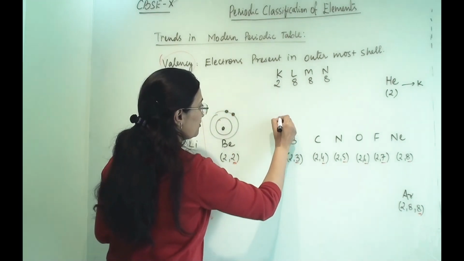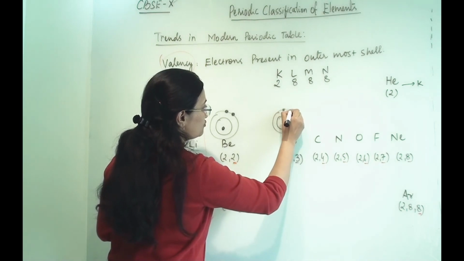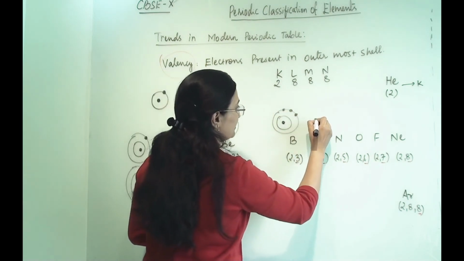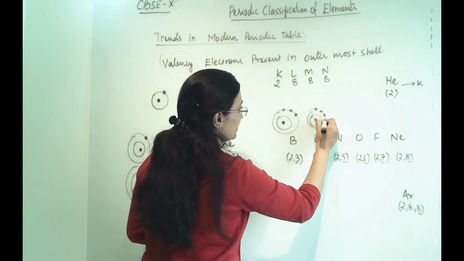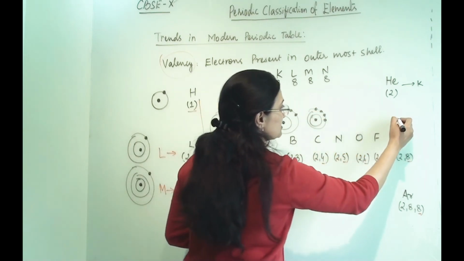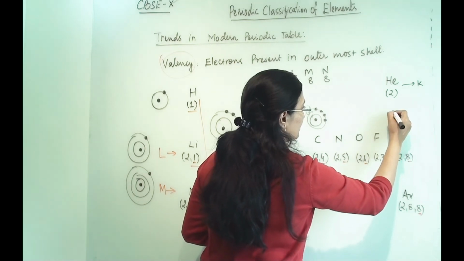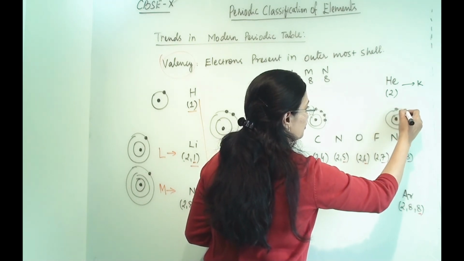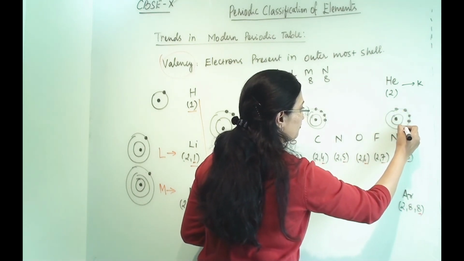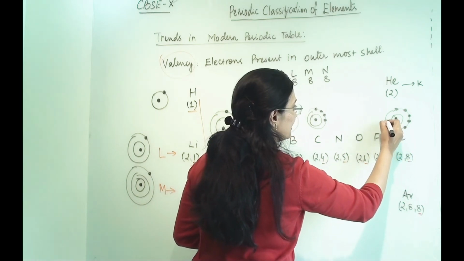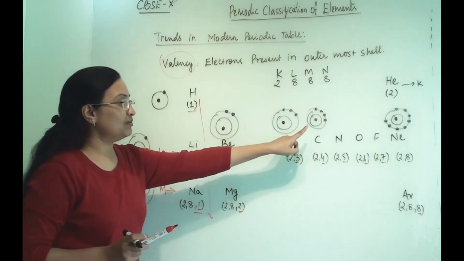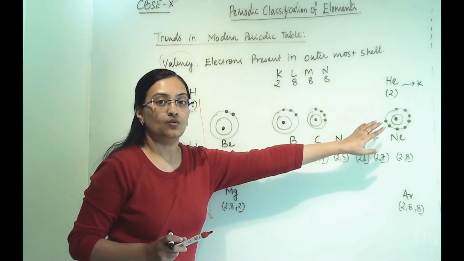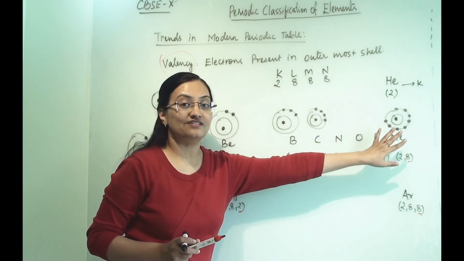Then here, if we are talking about 1, 2 and 3, then here 1, 2, 3 and 4. And at the last what will happen? That there are 1, 2, 3, 4, 5, 6, 7 and 8 electrons. So the same shell will be filled up while you are reaching the noble gases.